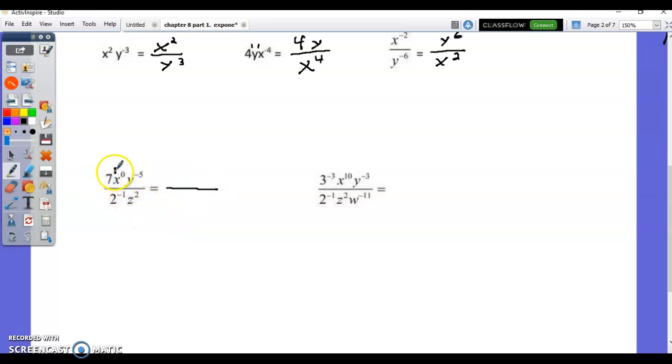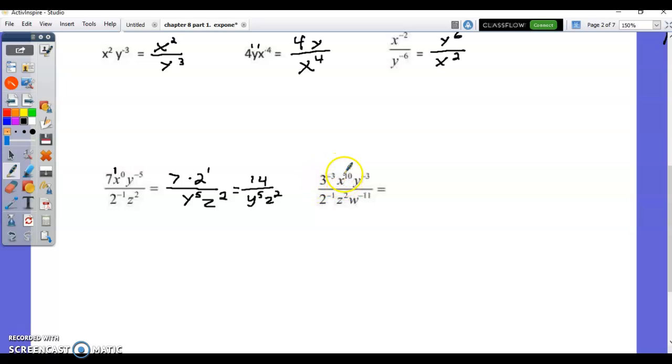So let's start on the top. We have 7 to the first power, that's going to stay. X to the 0 power just becomes a 1, so let's just ignore that. Y to the negative 5, that's going to go to the bottom and become y to the 5th. Now let's look at the bottom. I have a 7 to the negative 1, that's going to move to the top, become 7 to the first power, 2 to the first power, or just 2. And then z squared is already positive, so that's going to stay on the bottom. Now you could simplify this a little bit further and do 7 times 2 is 14 over y to the 5th z squared.